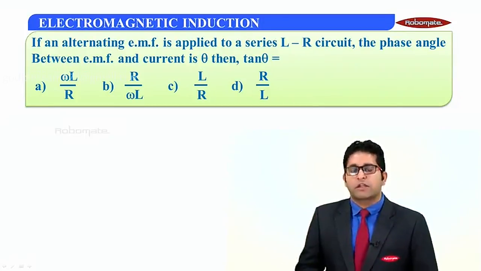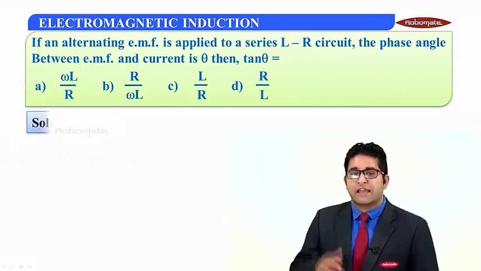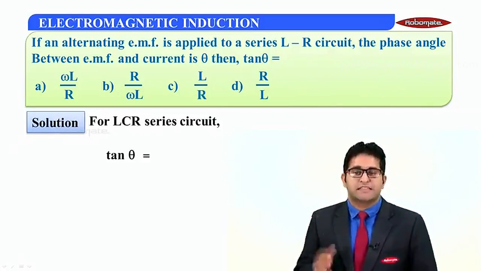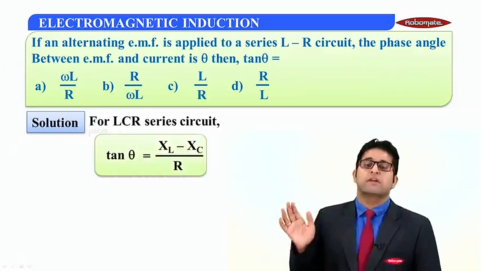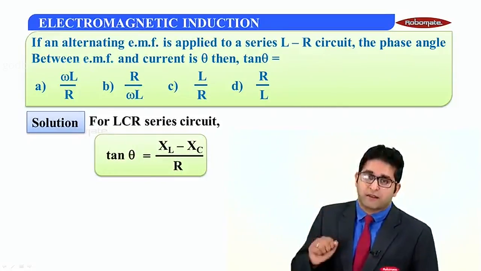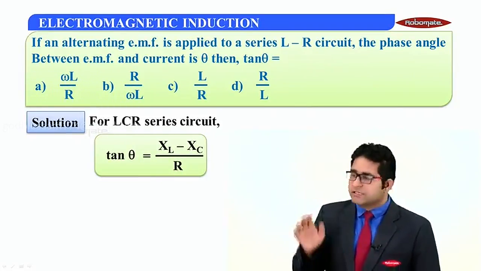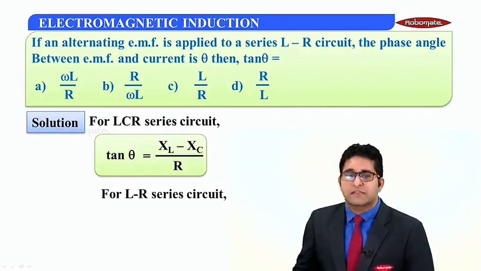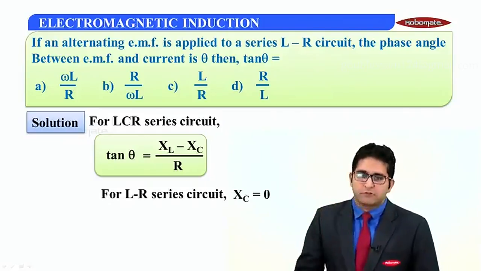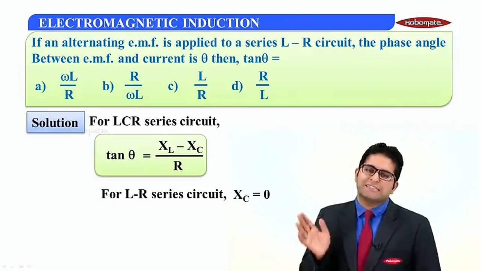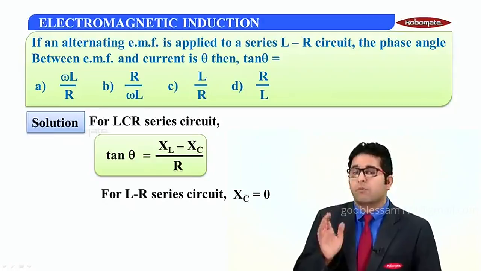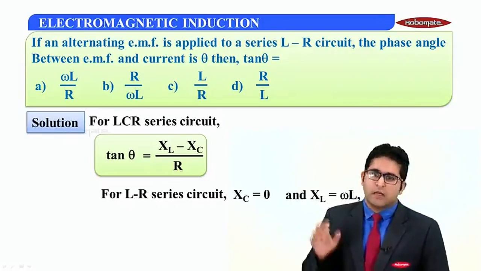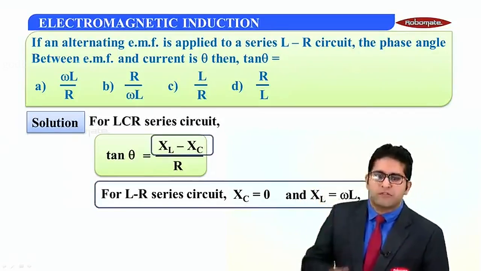Now students, we have already learned from the LCR circuit that tan theta or tan phi is given by the formula XL minus XC upon R. Do you remember? This we have taken out from the phasor diagram, right? Now students, see carefully. This is an LR circuit. Now as it is an LR circuit, the value of XC will be equal to 0. And we also know that XL is given by the formula omega into L, where omega is the angular frequency, right?